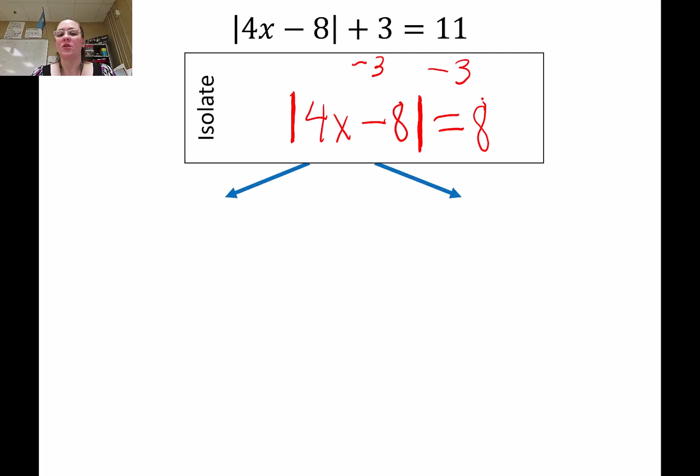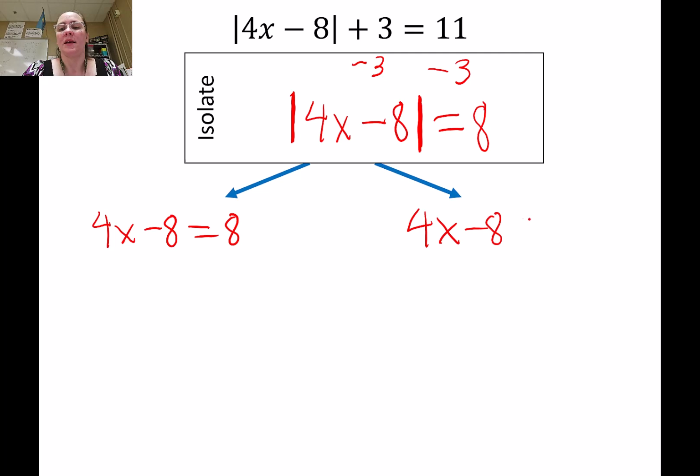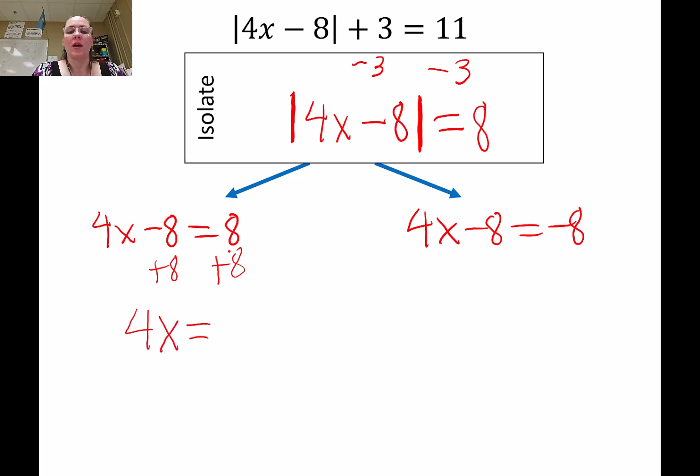I can set up my two equations. And I get 4x minus 8 equals 8, and 4x minus 8 equals a negative 8. Solving this, add 8 to both sides. And I get 4x is equal to, well, 8 plus 8 is 16. Divide by 4, and I get x is equal to 4.